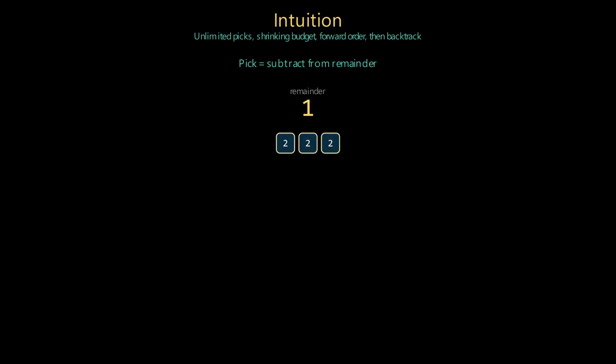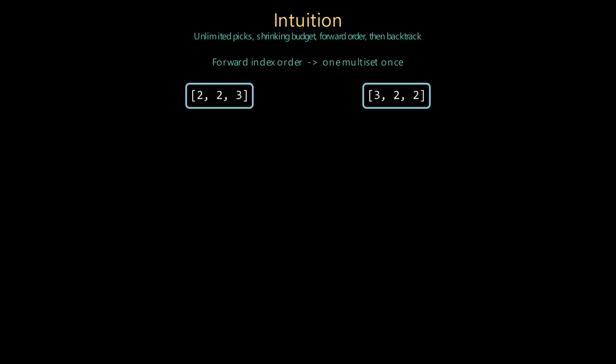Treat target as cash left to spend. Each pick subtracts from that remainder. Exactly 0 means a valid combination. Below 0 means overspent, that branch ends.